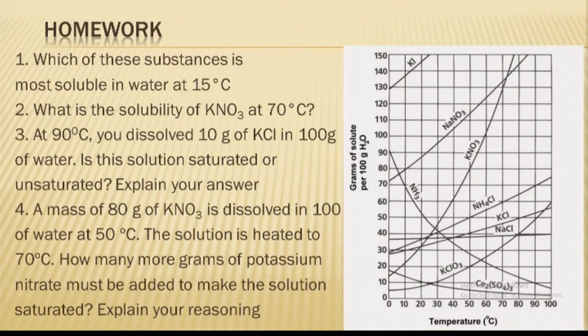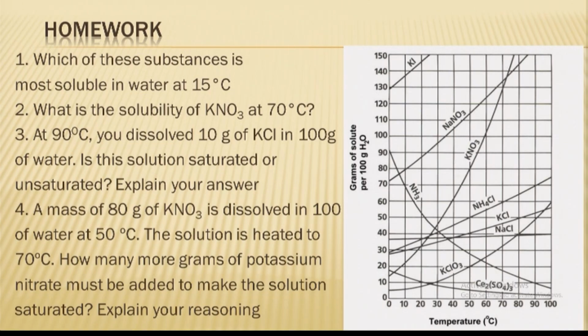Which of these substances is most soluble in water at 15 degrees? You will use the graph we have here. And just like how we did it, you will determine the substance which is most soluble at 15 degrees. Number 2, what is the solubility of potassium nitrate at 70 degrees? Potassium nitrate, where is it? It's here. You determine the temperature and you find its solubility at that temperature.